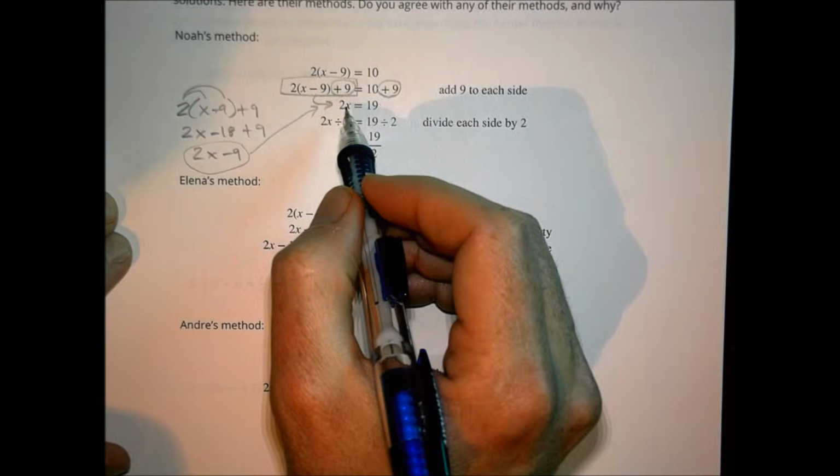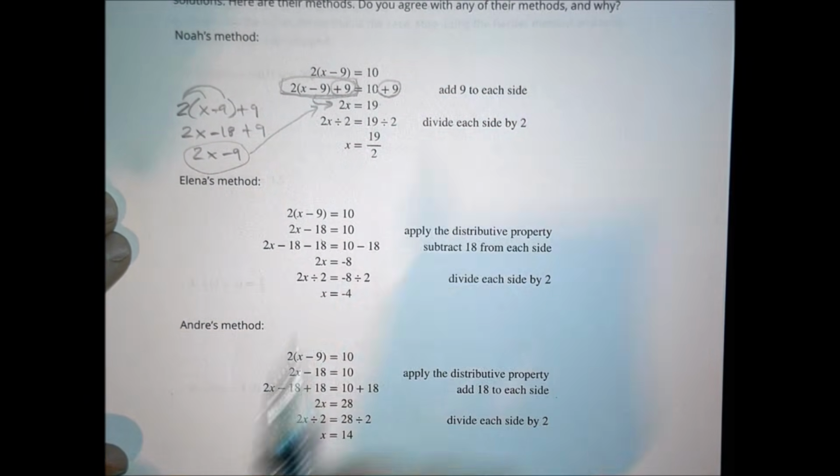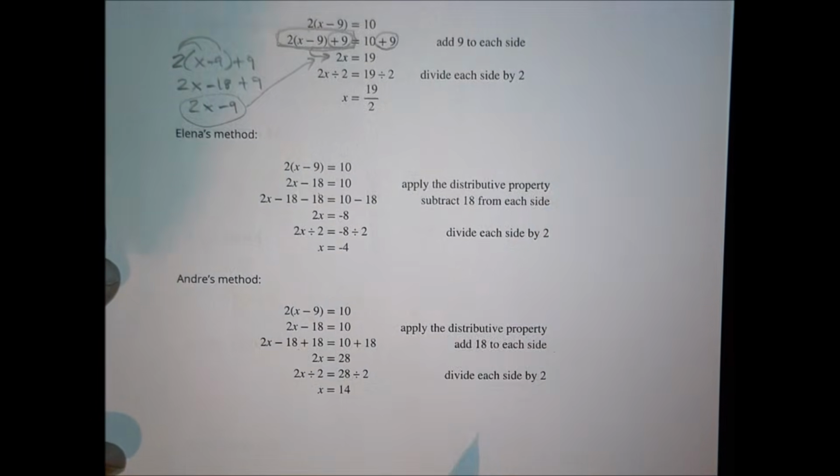And so that was a mistake there, because this combined does not equal 2x. It actually equals something a little different. So that's where his error was. Let's check out Elena's method.